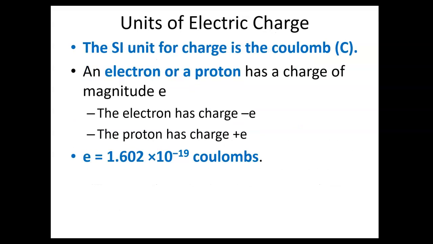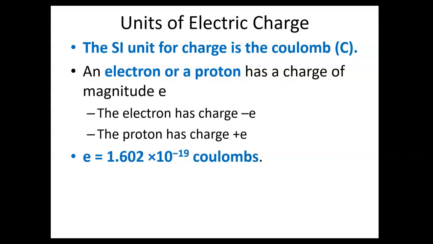The standard unit for measuring charge is called a coulomb, and that's represented by an uppercase C. An electron or a proton has a charge of magnitude e, where e is the elementary charge. The elementary charge e equals 1.602 times 10 to the negative 19th coulombs.